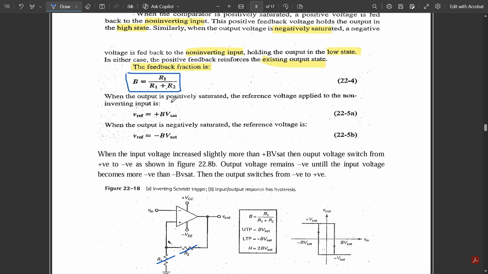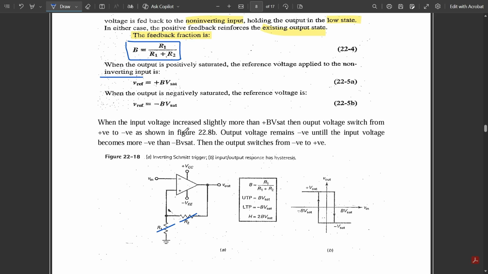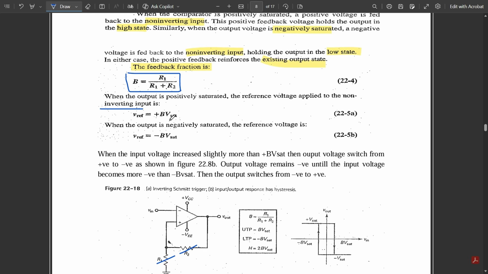Okay, when the output is positively saturated, the reference voltage is applied to the non-inverting input, so we will be getting plus B V saturation. Okay, so this is the feedback fraction. You could call it B. Other than B, you could call it beta also. Okay, it is one and the same. So I'll call it beta. Okay, beta.